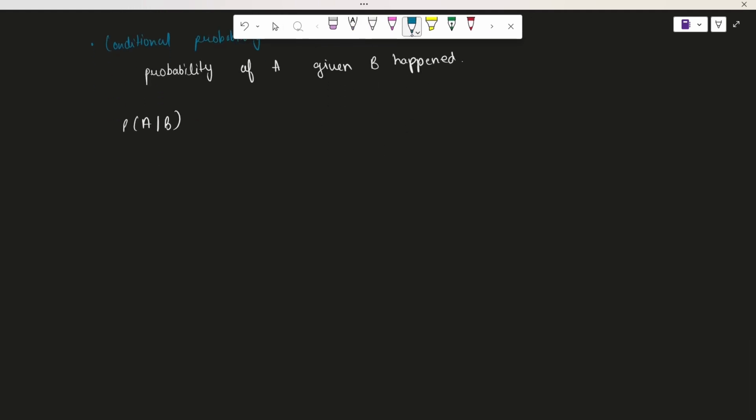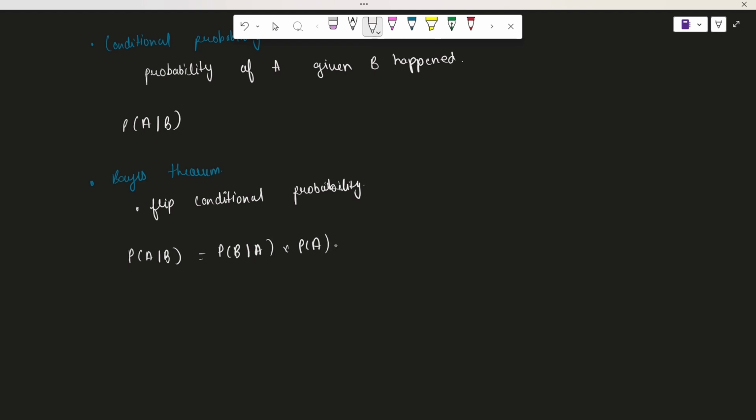Then we have Bayes' theorem. Bayes' theorem helps us in flipping conditional probability. So it says probability of A given B equals probability of B given A into probability of A, divided by probability of B.